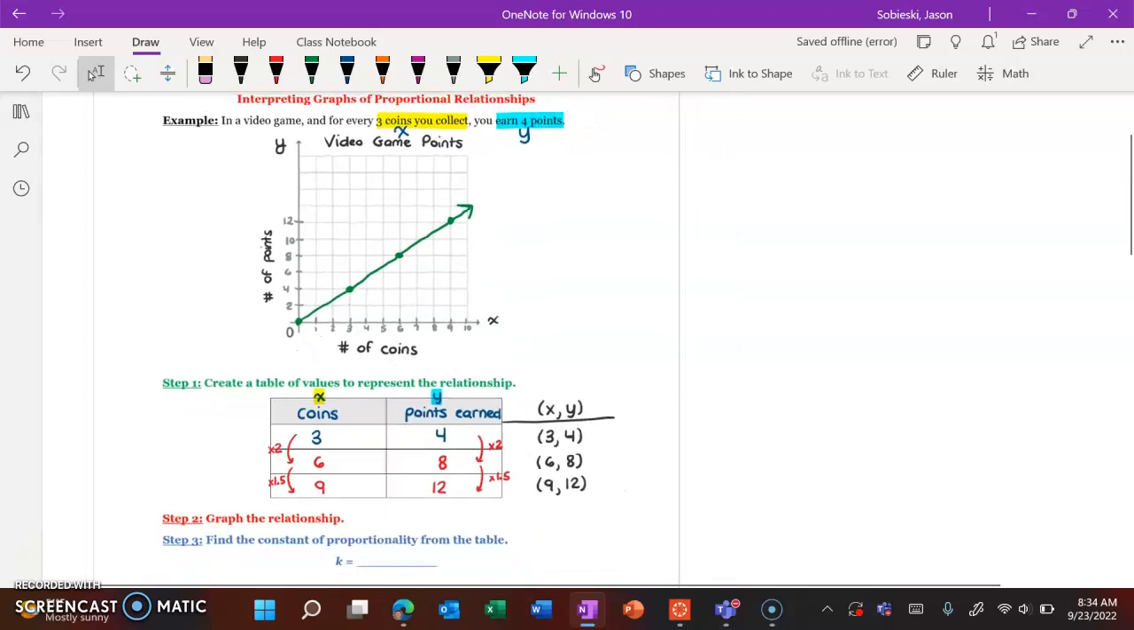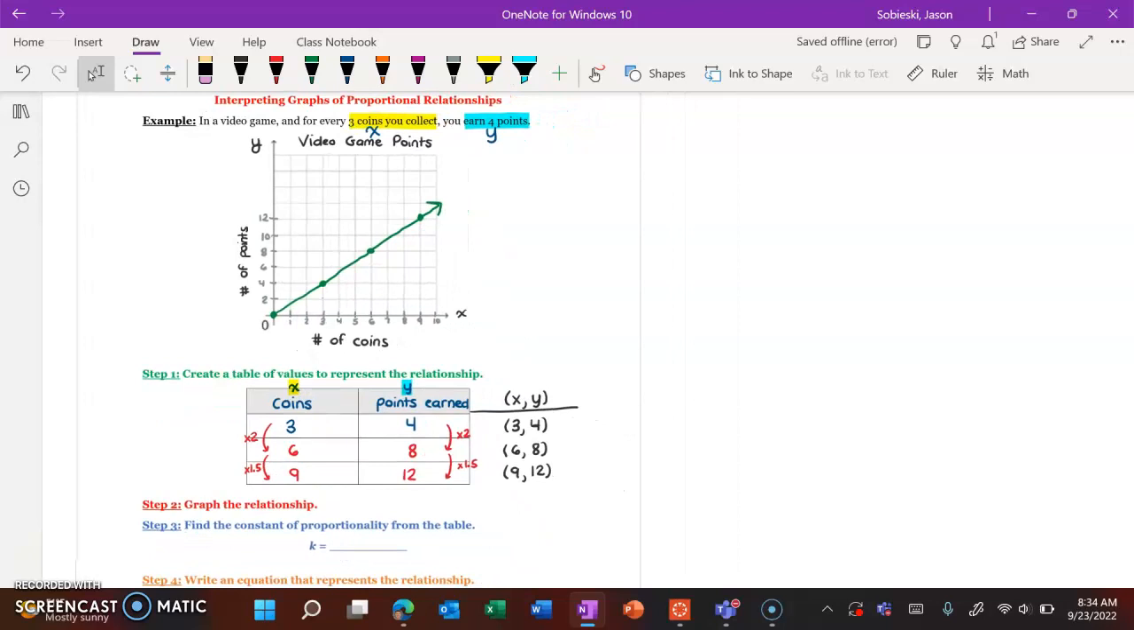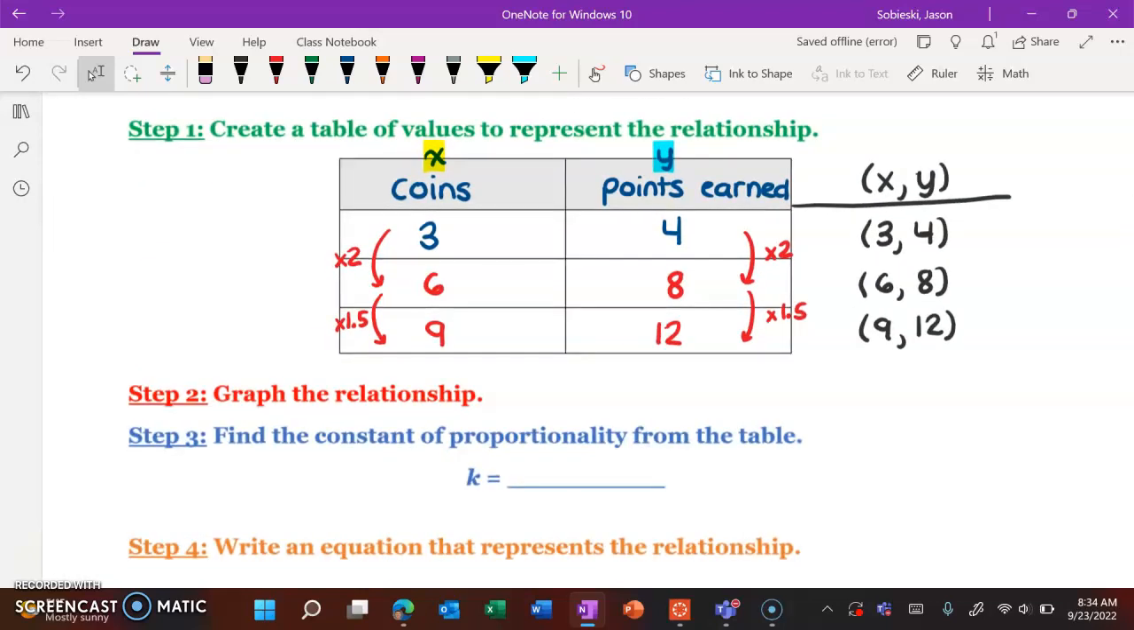But now we're going to dive into interpreting the graph. So step 3 is to find the constant of proportionality from the table, which you are experts in, by calculating y divided by x. So again, pick any y number. Maybe I'll pick the 8, which means I have to divide by the 6. And that would give us a constant of proportionality of 1.3 repeating. So I'm going to put 1 with a 3 with the repeating symbol above it.